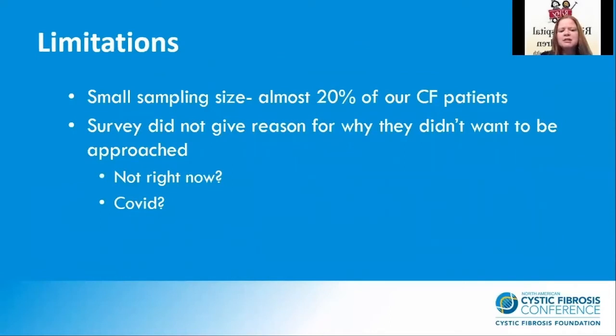There were a few limitations to our surveys. The sample size was a little small. It was almost 20% of our CF patients. And then the surveys did not give a reason for why they didn't want to be approached. Was it because it wasn't good timing? Not right now. Is it because of the ongoing COVID pandemic?